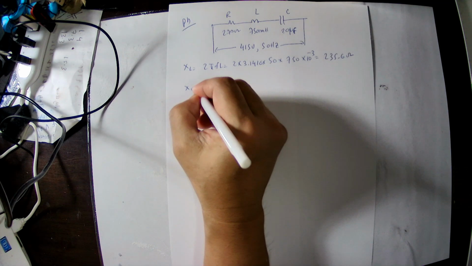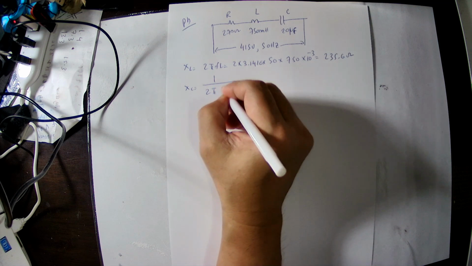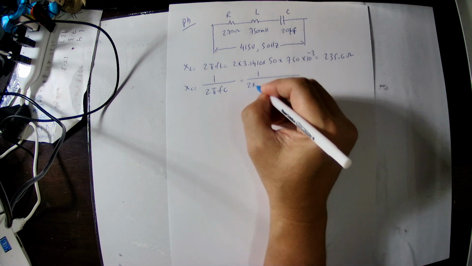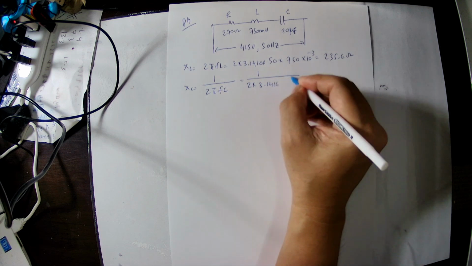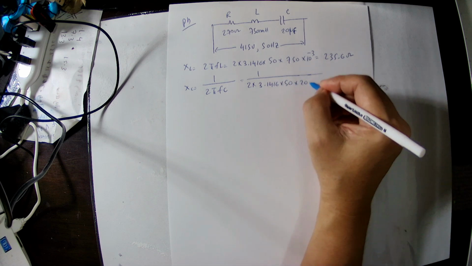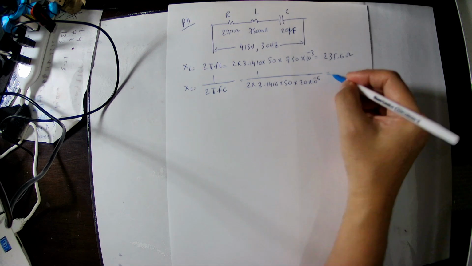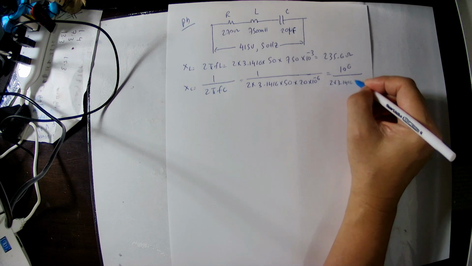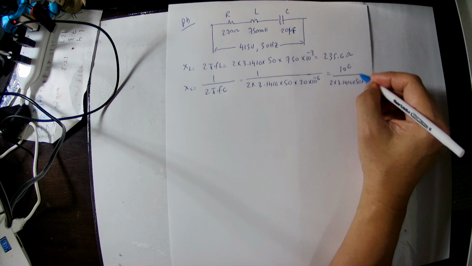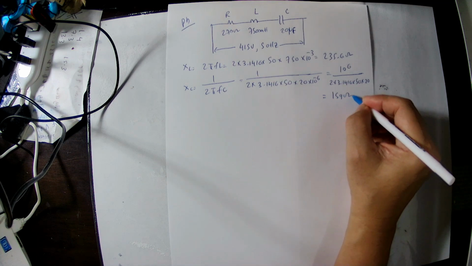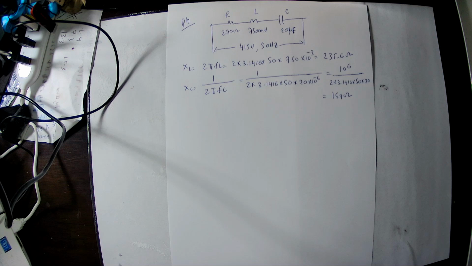We also need to calculate the reactance of the capacitor, XC. XC equals 1 by 2πfC. So 1 divided by 2 by 3.1416, frequency 50. Capacitance value 20 microfarad, so multiplied by 10 power minus 6. That will be 10 power 6 divided by 2 multiplied 3.1416 multiplied 50 multiplied 20. The capacitive reactance will be 159 ohm. Then we need to find the impedance Z.